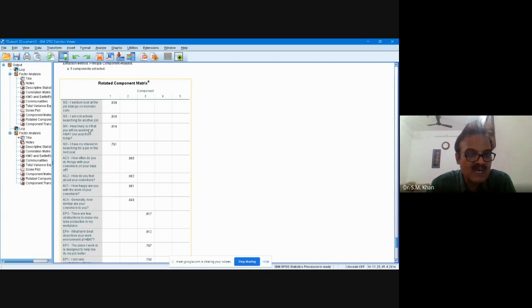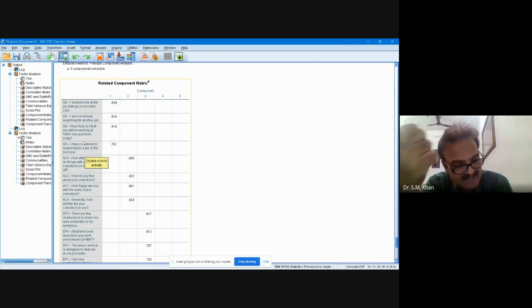Next point, how likely is it that you will be working with the company 1 year from today? From here also you are getting intention. I have no interest in searching for a job in the next year. Again you are getting intention. So after reading these statements, you will be able to name factor number 1 as staying intention. This is research.